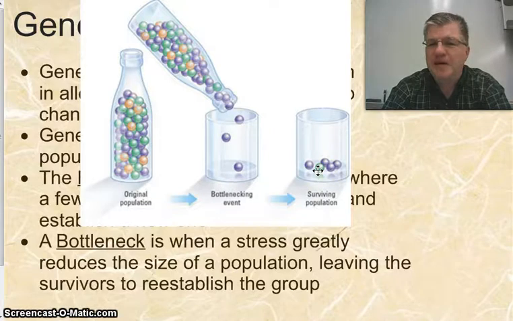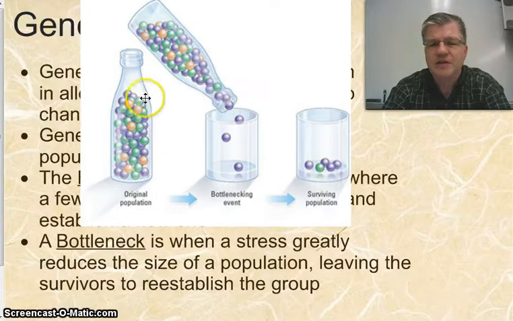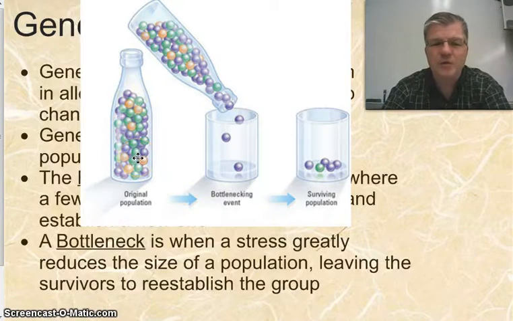So this bottlenecking event can greatly reduce your allele frequencies just due to chance events. It's not that the orange marbles in here were bad. It's not like they were unable to reproduce. They just happened to not pass out through the bottlenecking event.